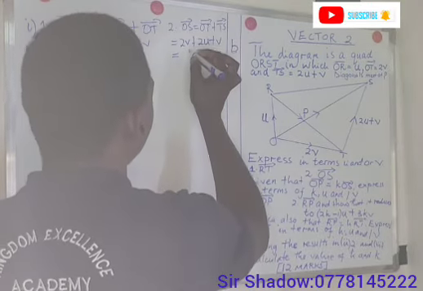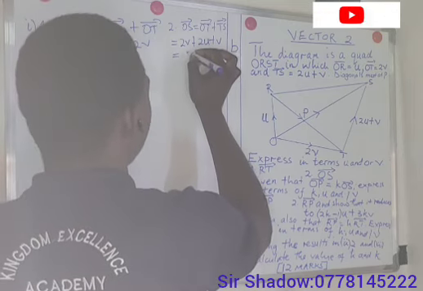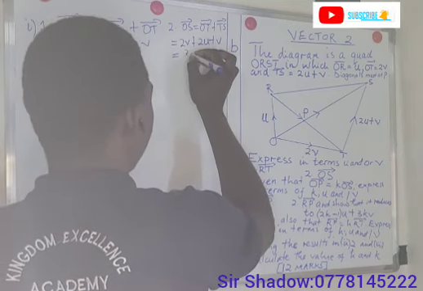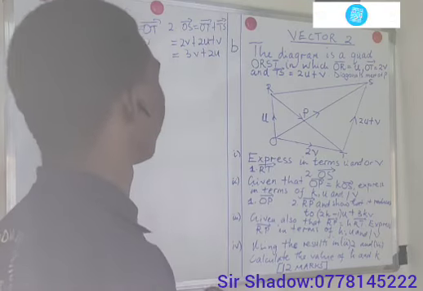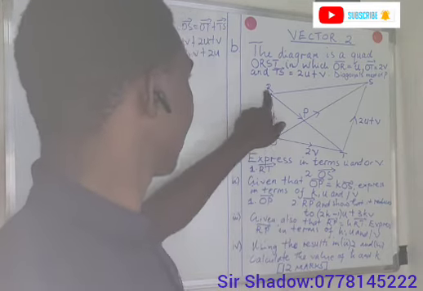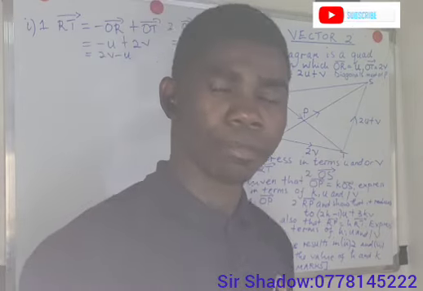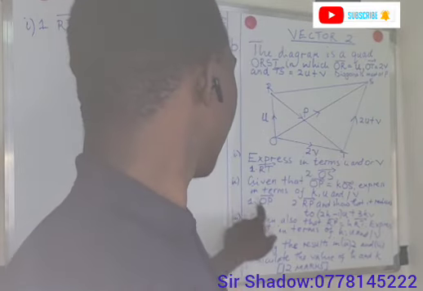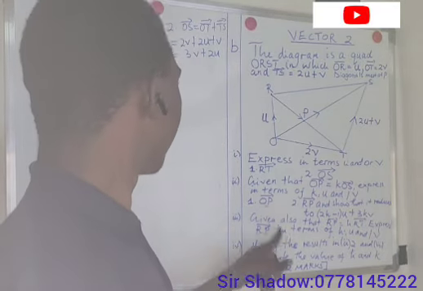So let's group the like terms. We have 2U plus V, 2V plus U plus V, which is 3V plus 2U. So now we have the vector OS. We have the vector RT, and we also have the vector OS. Let's move on. Item number 2.